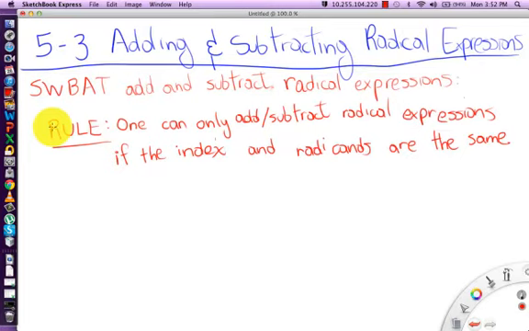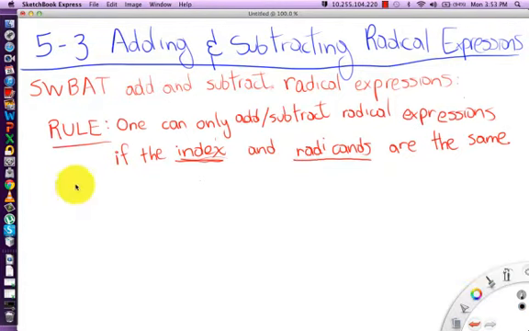So here's the rule. One can only add or subtract radical expressions if the index and radicands are the same. So these have to match, the index and radicands. And here's a friendly reminder of what the index and the radicands are.